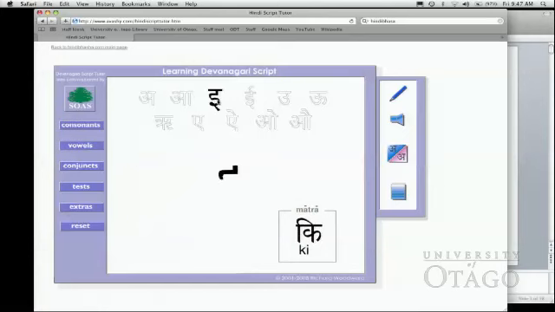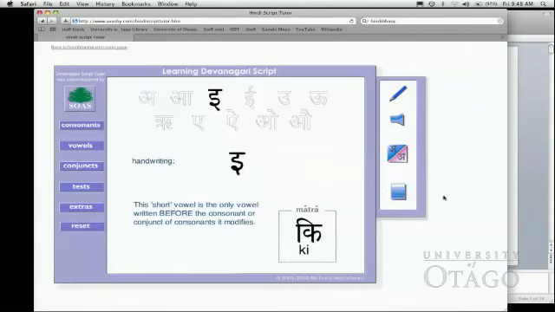vowel is this one. See how to write it again. Pronounce together. I. Example. इसलिए. So this is the handwriting of i.